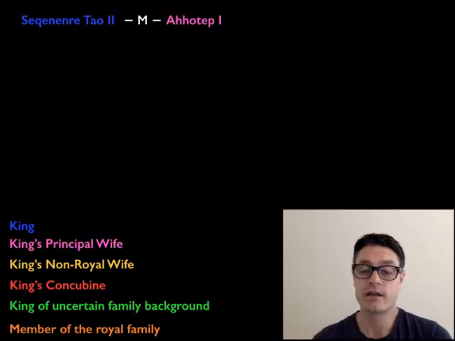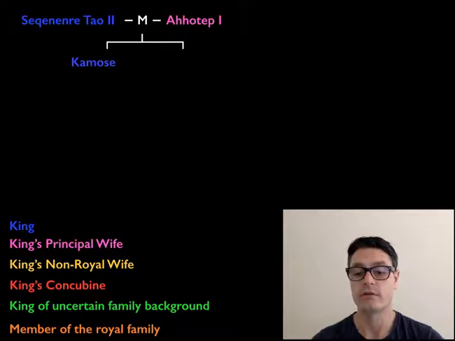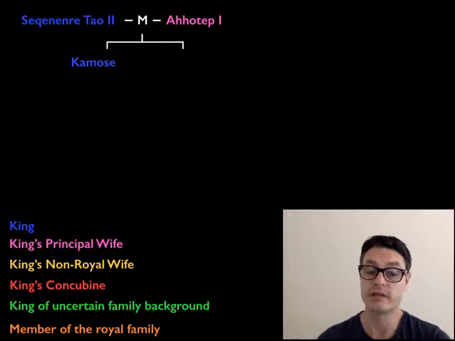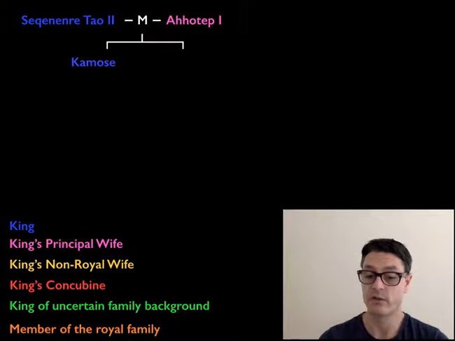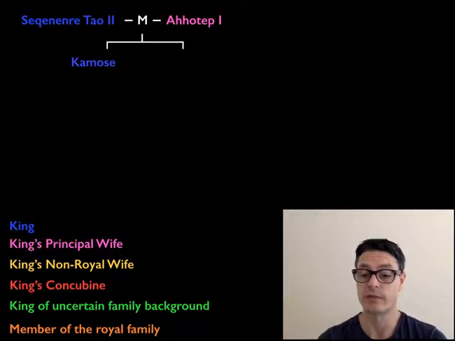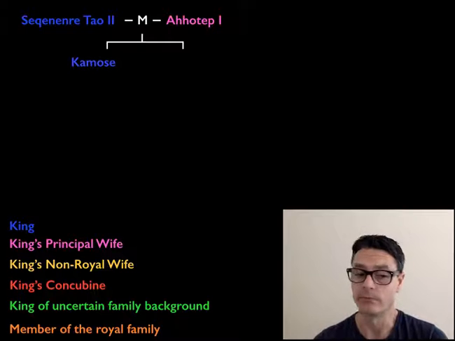Now, Seqenenre Tao II married Ahhotep I. And from those two, that pairing, we see a son, Kamose. And you'll notice here that the colours we're using identify the positions that these people hold. So the blue is indicative of a king with one exception, which we'll get to later on. And the pink indicates the king's principal wife, because the king would often have more than one wife, often had secondary wives who may have been from other royal families or might have been political marriages. But one main wife, the idea was they had their one principal wife, which is indicated by the pink, whereas the other secondary wives are indicated by the yellow.